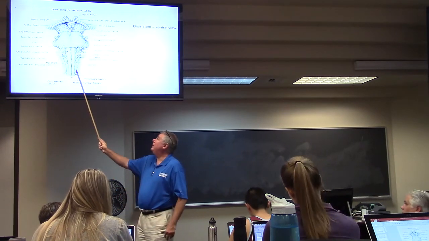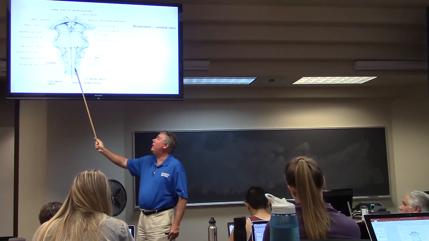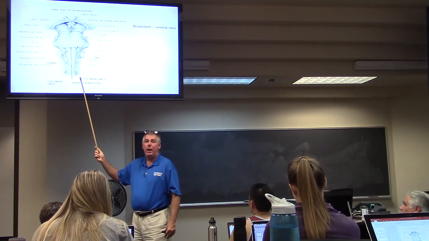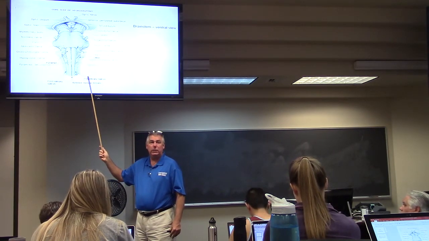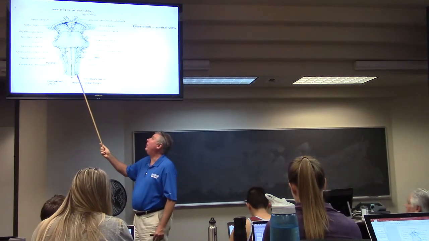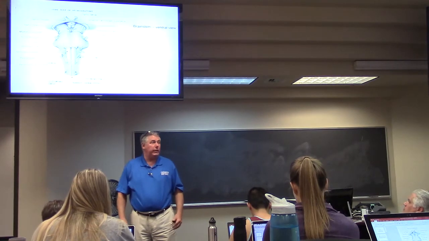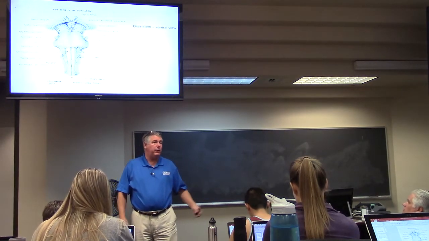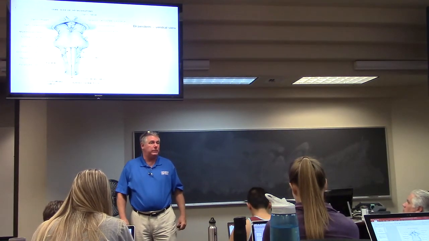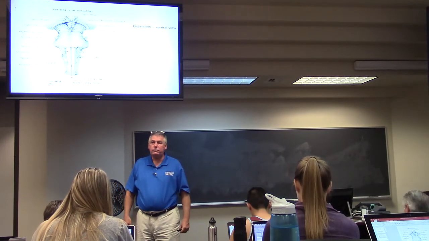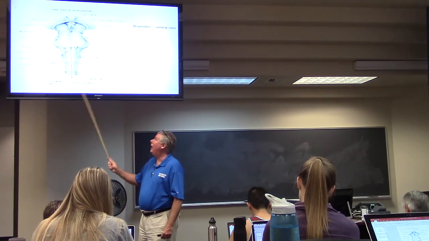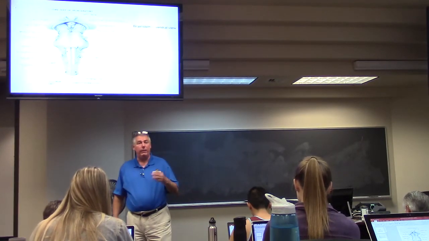Moving laterally, there is a groove there. That groove is called the pre-olivary sulcus, which means behind it is going to be the olive. The olive contains a nucleus, the inferior olivary nucleus. And then behind the olive is the post-olivary sulcus.